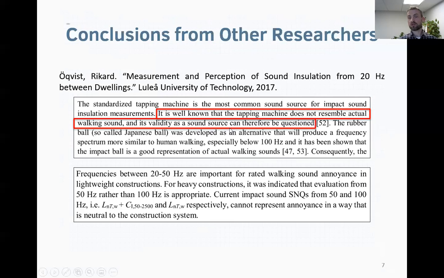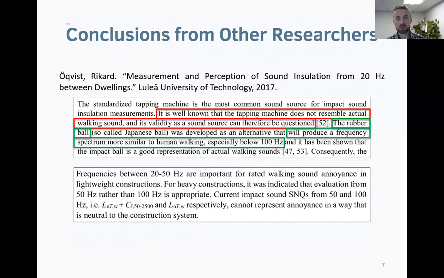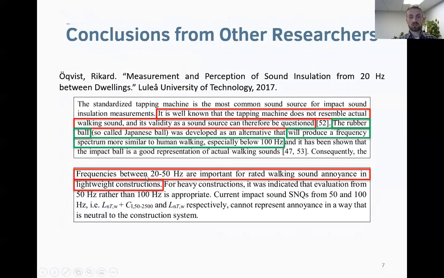Should we be using it to look at low frequency impact noise if it doesn't even resemble walking noise? The rubber ball, so-called Japanese ball, was developed as an alternative that will produce a frequency spectrum more similar to human walking, especially below 100 hertz, which is the frequency range we care about. Another primary point: frequencies between 20 and 50 hertz are important for rated walking sound annoyance in lightweight constructions, which we found as well, that we needed to look at these low frequencies below 50 hertz. For heavy constructions, it was indicated that the evaluation from 50 to 100 hertz rather than 100 hertz is appropriate.